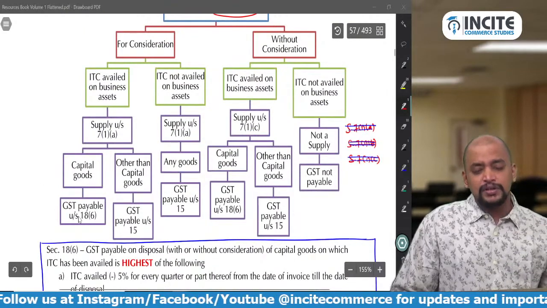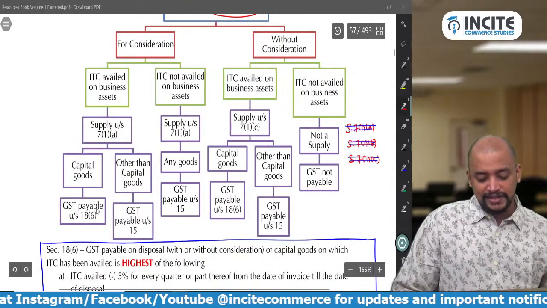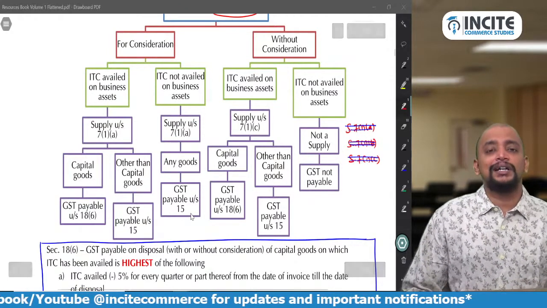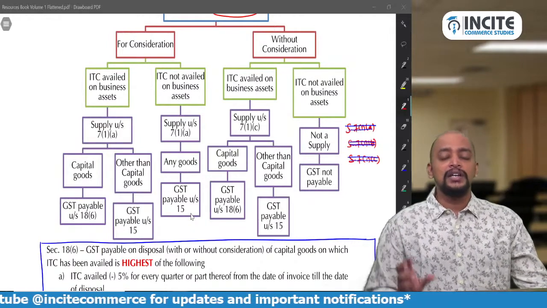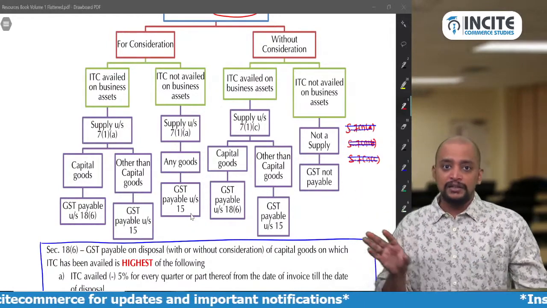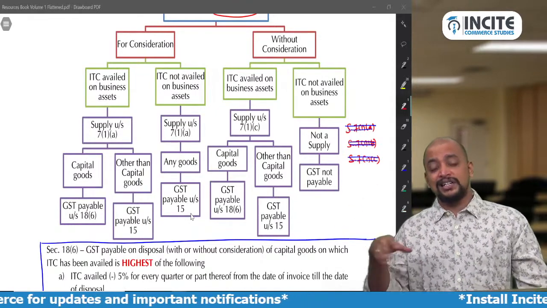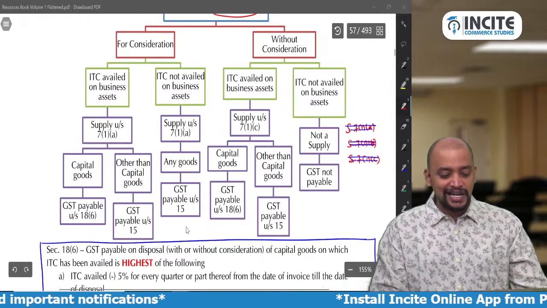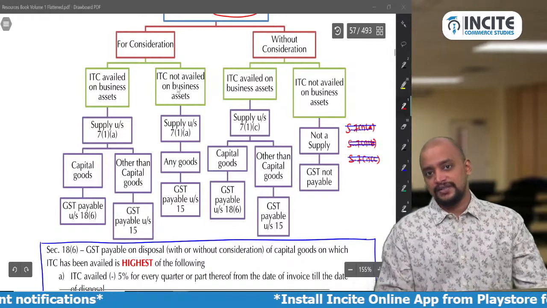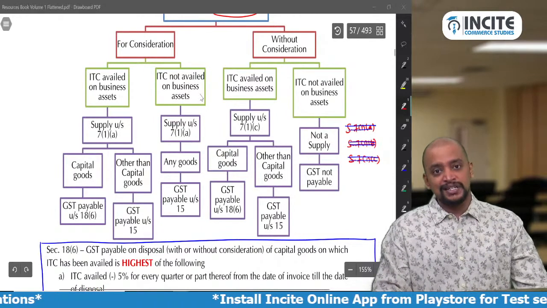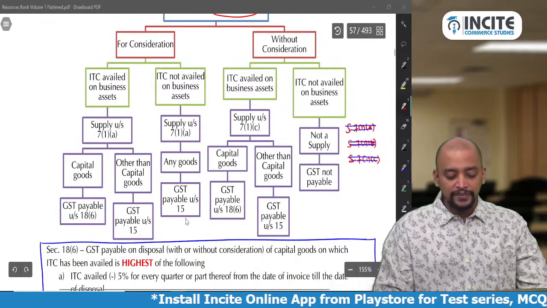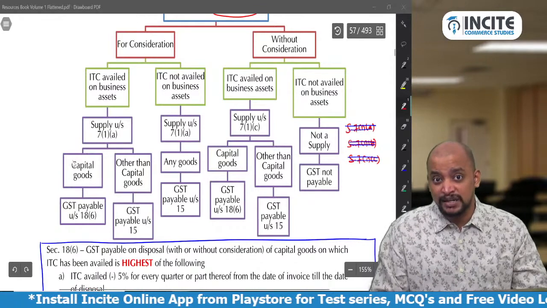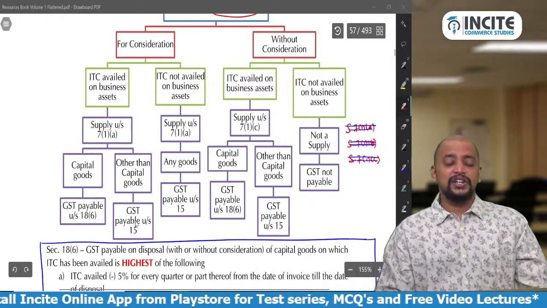If it is capital goods, you pay GST under section 18 subsection 6. But why here any goods, GST payable under section 15? GST payable under section 15 means normal valuation. That is sale value into GST rate. Whatever is the sale value, multiply with the GST rate, that is the GST payable. So, why any goods GST payable under section 15 in this case? Because ITC not availed on business asset, so we will pay as per normal way only. And even if we avail ITC, only for capital goods 18 subsection 6 is applicable. Other than capital goods, again section 15 only.